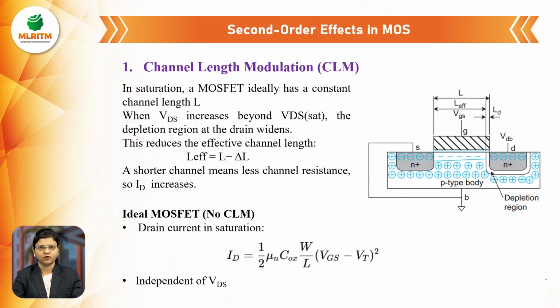Now, what do we mean by channel length modulation? As we have discussed, what happens in the linear region and what happens in the saturation region. This is the figure you can see here. This is the NMOS, as the source and drain are heavily doped N-type regions and this is the P-type body. From this structure we can see that this is the NMOS transistor. Here you can see the gate terminal, and as we already discussed, the gate is the control terminal of the MOSFET.